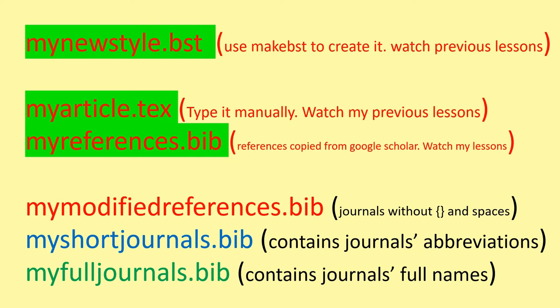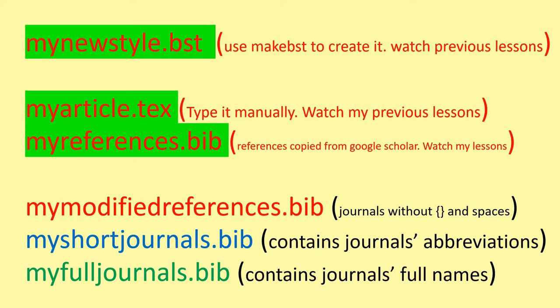Okay, the following three files. That is my modified references.bib, in which you remove the curly brackets from the journal names and you also remove the spaces between the different parts of the journal name. I have already discussed the main method of creation of these three files in my previous video. So if you want to watch the details of these three files and you want to learn the manual method of the creation of these three files, then you will have to watch the previous video.